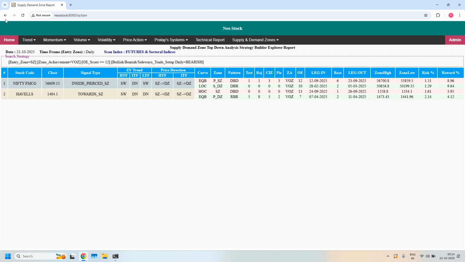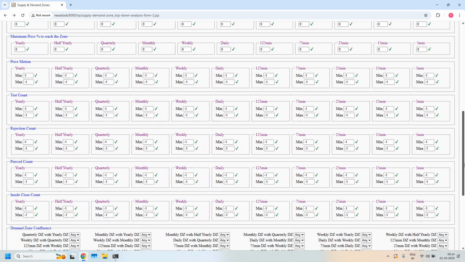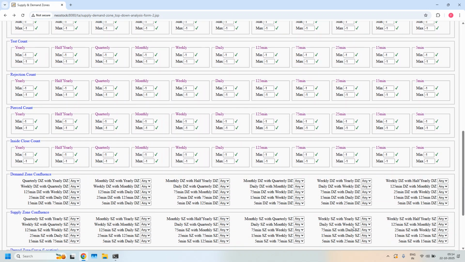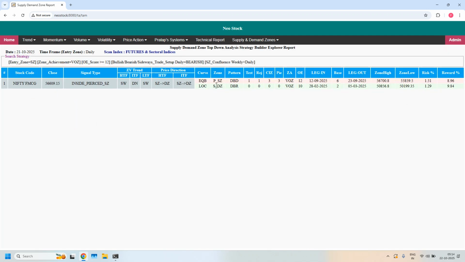Let's check whether any LTF, ITF supply zone confluence is supported in those zones. Supply zone confluence, daily and weekly supply zone is enabled. So it is filtered, but it is a pierced zone, so ignoring it because you have to use only the pierced zone strategy. So this is the bearish trade setup for the monthly income trade. Next I'm going to generate weekly income trade reports.